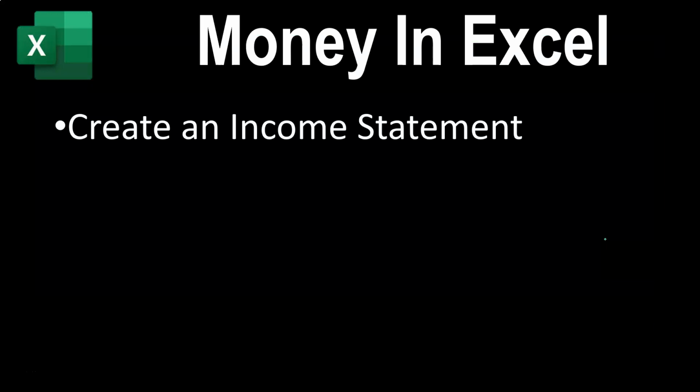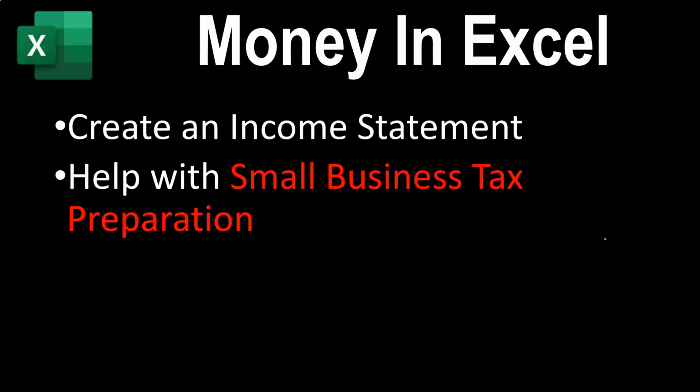So what can Money in Excel do for us? Well, we can take the financial data that we're getting from the financial institutions and create something like an income statement. The income statement can be used, for example, possibly for a small business. A small business may need to put together an income statement for tax preparation at the end of the year. If you need to fill out a Schedule C type of business, then you're going to need some type of income statement in order to do so.